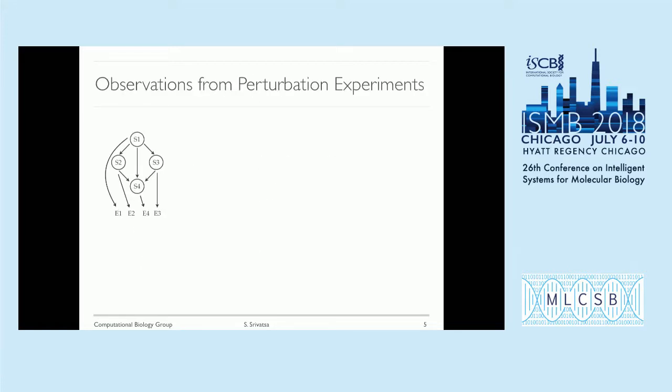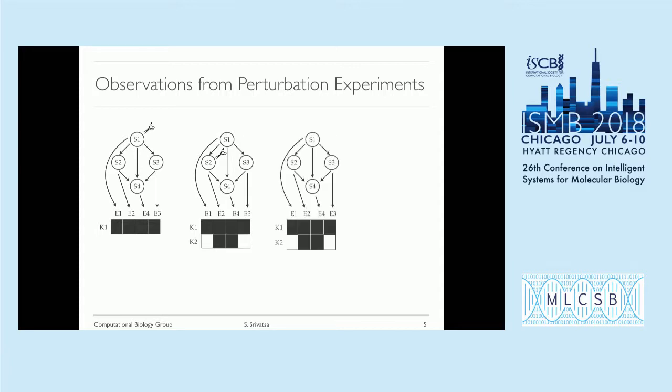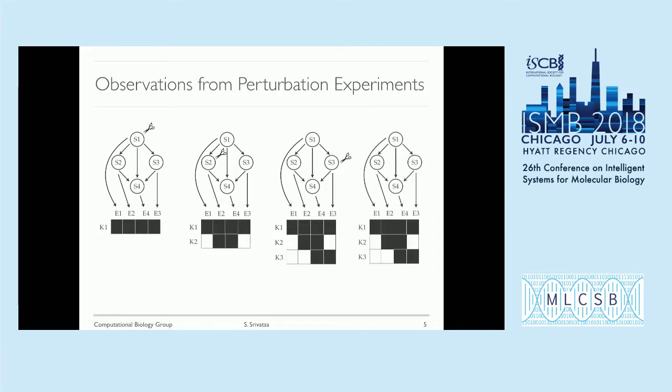Now, each perturbation experiment yields a different phenotypic effect pattern. So in K1, S1 is perturbed, and since S1 is upstream of all the other genes, all of them are perturbed too in that experiment, and we observe all phenotypic effects. Similarly, in K2, S2 is perturbed, and since S2 is upstream of only S4, we observe E2 and E4. In K3, S3 is perturbed, and we observe E3 and E4. And lastly, in K4, only S4 is perturbed, and we observe only E4.